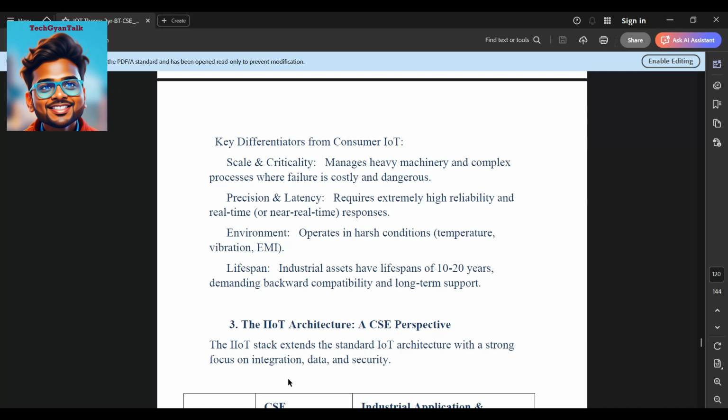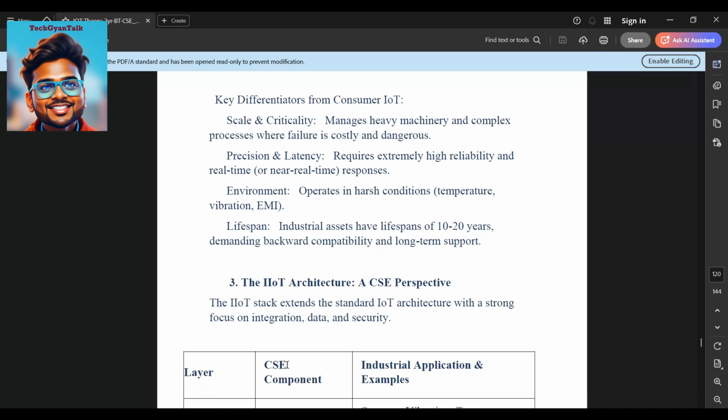Precision and latency: it requires extremely high reliability and real-time or near real-time responses. Environment: it operates in harsh conditions, such as temperature, vibration, and EMI. And lifespan: industrial assets have lifespans of 10 to 20 years, demanding backward compatibility and long-term support.